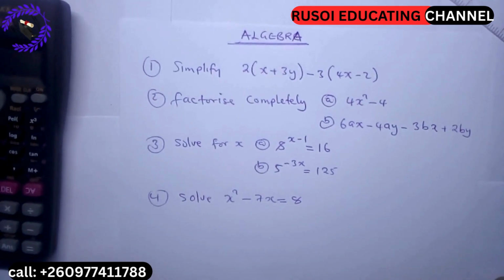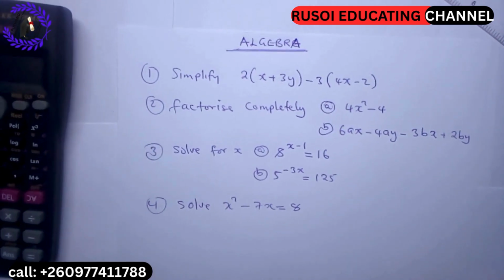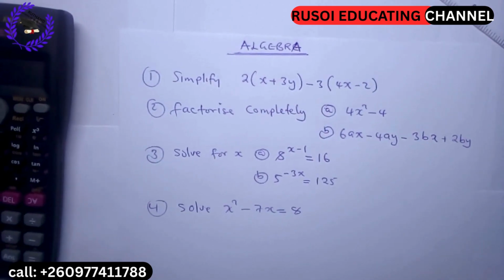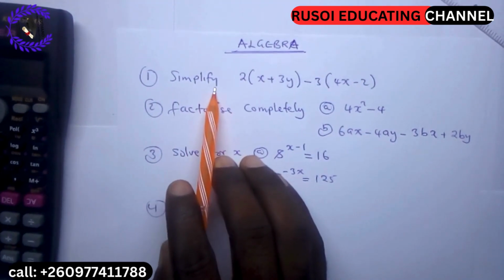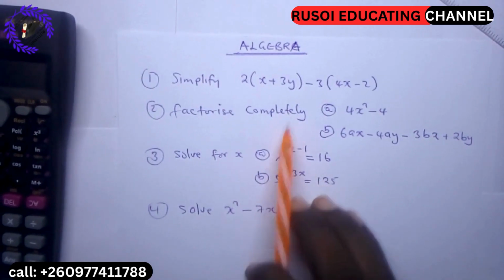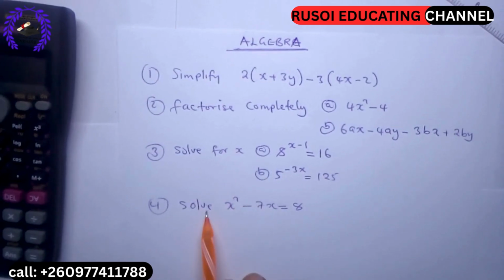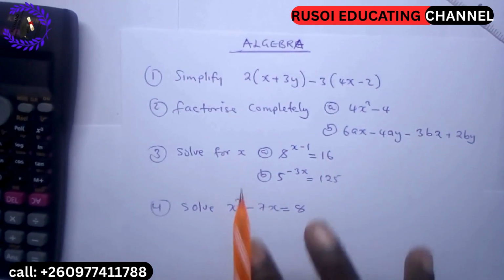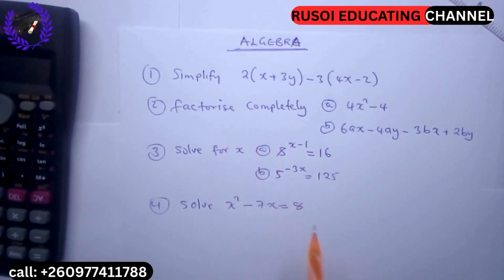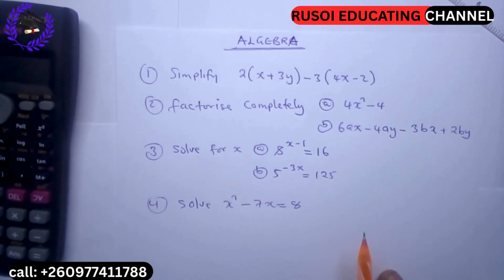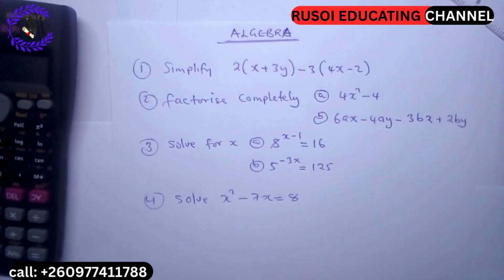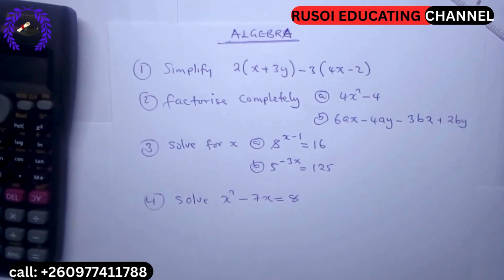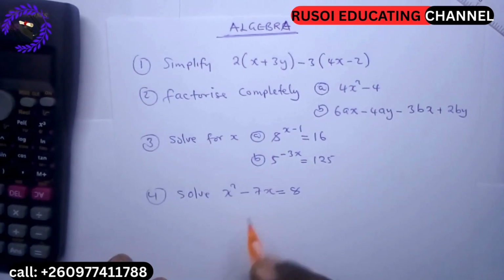So let's go to our lessons today. Today we are going to look at algebra. Under algebra, there are four major questions that you can be asked. Number one, it is simplifying. Number two, it is factorizing completely, solve for x, or solve just. So we are going to look at all these questions. They are from the examination questions, so we need to solve them within less than 10 minutes. You can finish all these questions in terms of solving. So let's go to our solution.